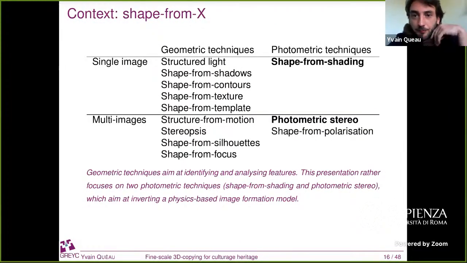There are many ways to solve this problem. Here I'm summarizing a bit the few techniques that exist. The most well-known techniques are geometric techniques, meaning that they are essentially aiming at identifying features across a series of images. For instance, yesterday we had a talk by Adrien on the shape from template technique. Usually these techniques are not so good at getting the very thin surface details, and we may want to favor rather what are called photometric techniques, like shape from shading, photometric stereo, or shape from polarization, that directly invert the physics-based image formation model. I'm not going to talk about shape from polarization today, because this afternoon we will have a talk by Edwin on that topic. I will target the two other photometric techniques, which are shape from shading and photometric stereo.